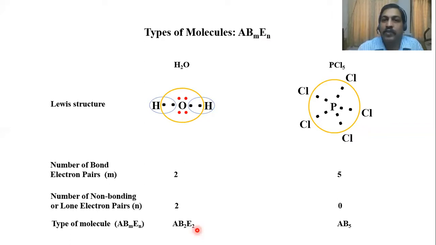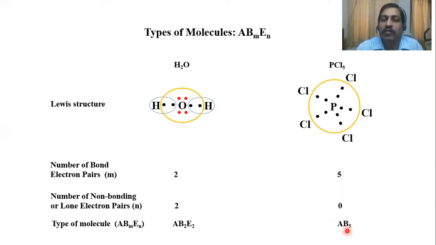Now let us look at phosphorus pentachloride. The central atom is phosphorus. Around phosphorus there are 5 valence electron pairs and all 5 valence electron pairs are involved in bonding. So around phosphorus there are 5 bond electron pairs and there is no lone electron pair on the phosphorus atom. So phosphorus pentachloride is an AB5 type of molecule. It is B5 because there are 5 bond electron pairs.